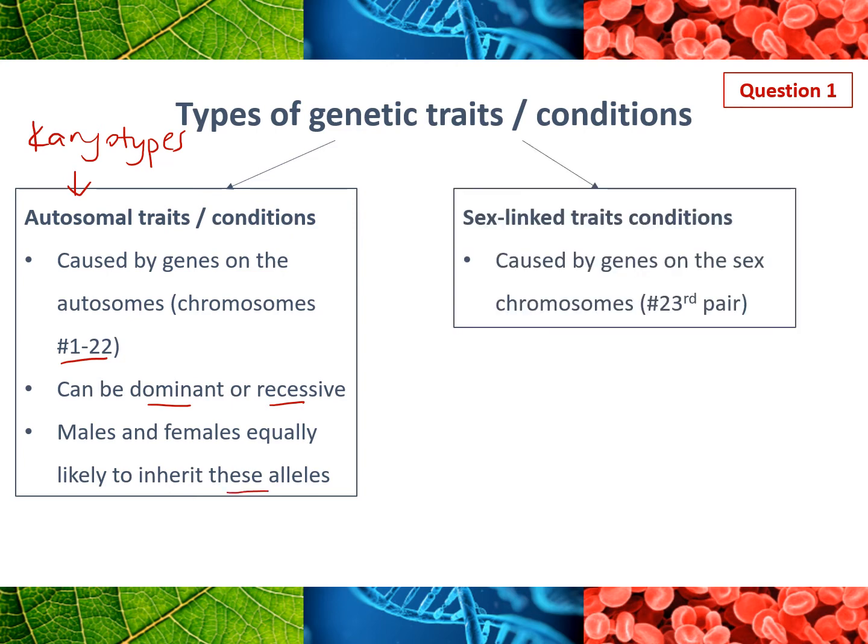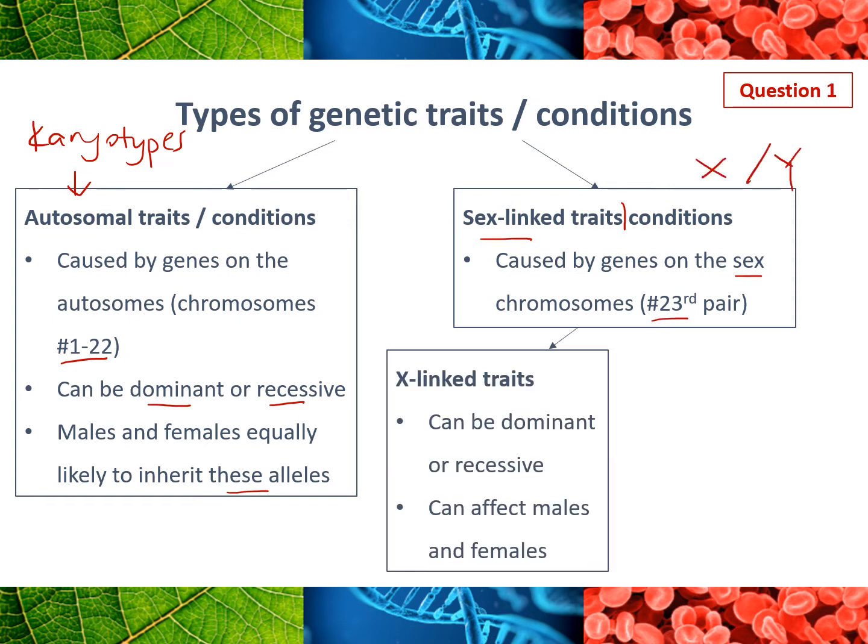Okay, this is in comparison to sex-linked traits or conditions. We're not going to look at those until the next lesson, but these are for certain traits or alleles for diseases that are carried on the sex chromosomes. Okay, so remember the sex chromosomes can be X or Y. So X-linked traits are carried on the X chromosome. Again, they can be dominant or recessive, and these can affect either males or females. So remember, males have an X and a Y chromosome, and females have two X chromosomes.